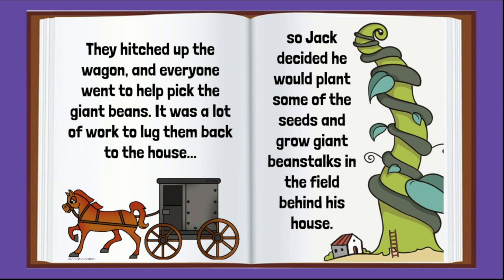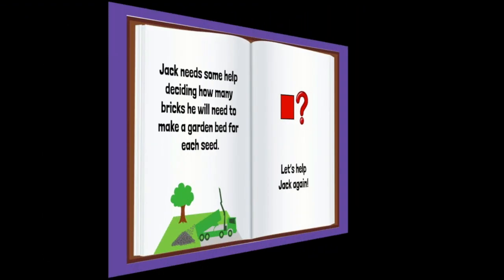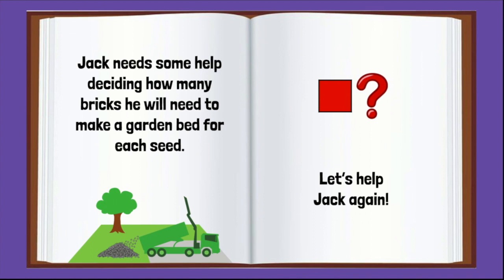They hitched up the wagon and everyone went to help pick the giant beans. It was a lot of work to lug them back to the house, so Jack decided he would plant some of the seeds and grow giant beanstalks in the field behind his house. He knew that the plants would grow very big, so he decided it would be a good idea to put a line of bricks around each seed that he planted. Jack needs some help deciding how many bricks he will need to make a garden bed for each seed. Let's help Jack again.